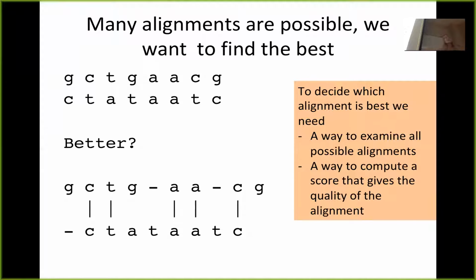But that's not a quantitative measure of goodness of alignment. So what we really need is a way to examine every single possible alignment. Have we actually considered every possibility? And a way to compute a score that gives us the quality of that alignment, so that we can take one alignment versus another alignment and actually decide which one is better.